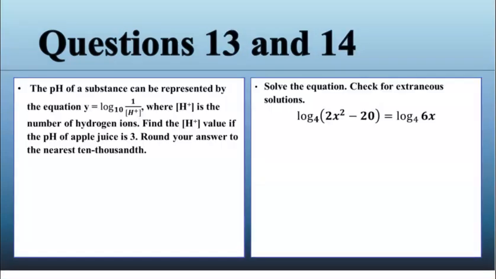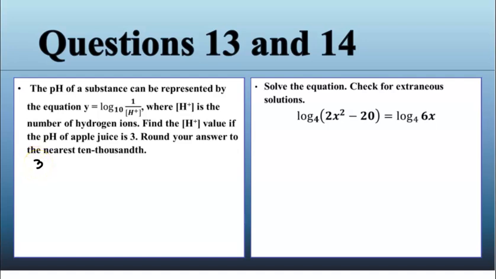Question 13. The pH of a substance can be represented by the equation y equals log base 10 of 1 over H positive, where H positive is the number of hydrogen ions. Find the H plus, or the hydrogen ions value, if the pH of apple juice is 3. Round your answer to the nearest 10,000th. So the y in this case is the pH value, so I'm going to put 3 in for y.